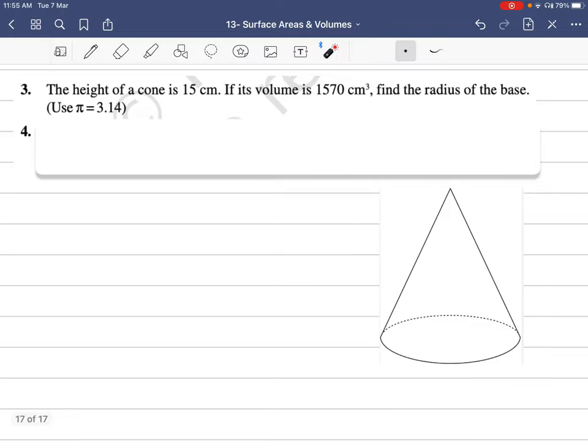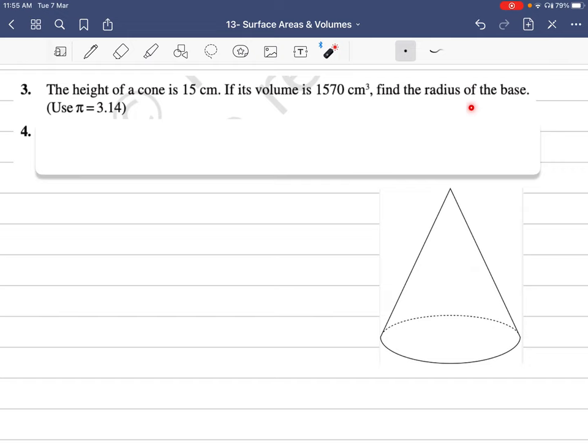Let's read what problem number 3 is. The height of the cone is 15 centimeter. If its volume is 1570 centimeter cube, find the radius of the base and use pi as 3.14. So quite simple and straightforward.